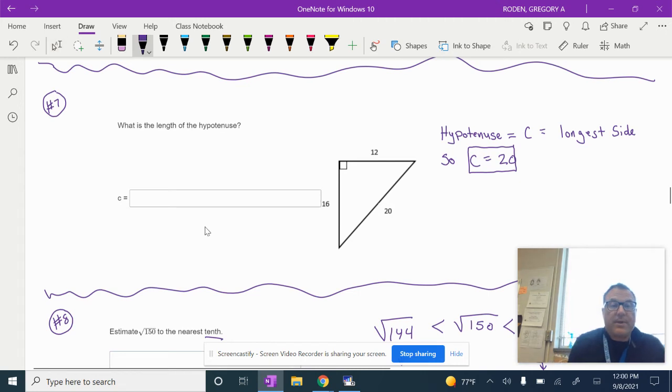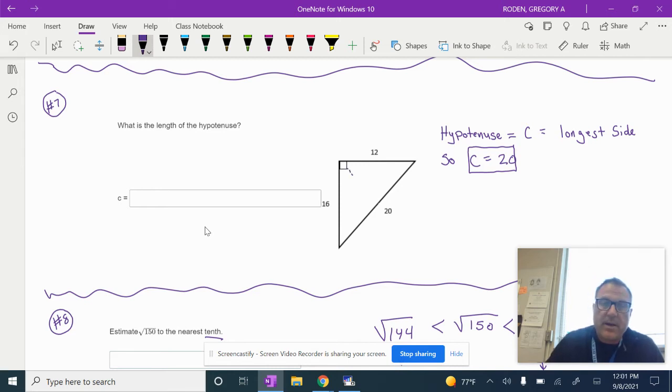Okay, so here we want what is the length of the hypotenuse? Again, this one a lot of kids struggled with because it was hard for them, right? They were like, Mr. Roden, what do I do? They have all the numbers. I'm used to finding a missing number. Well, they gave you it. So all you have to do on this problem is just identify which number represents the hypotenuse.